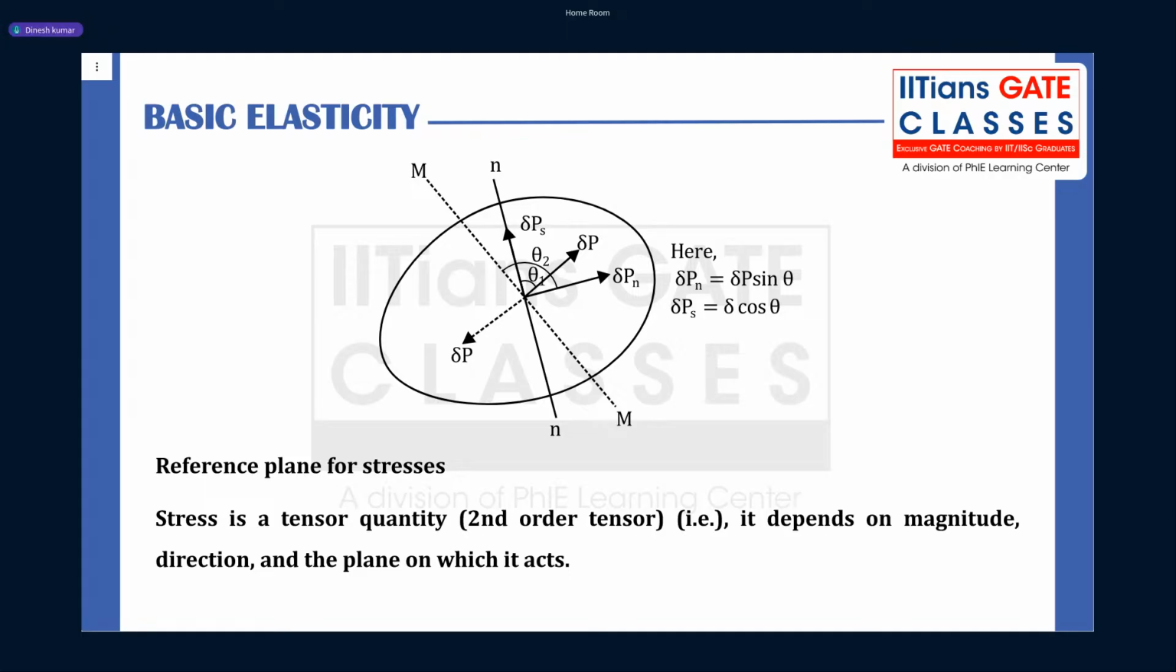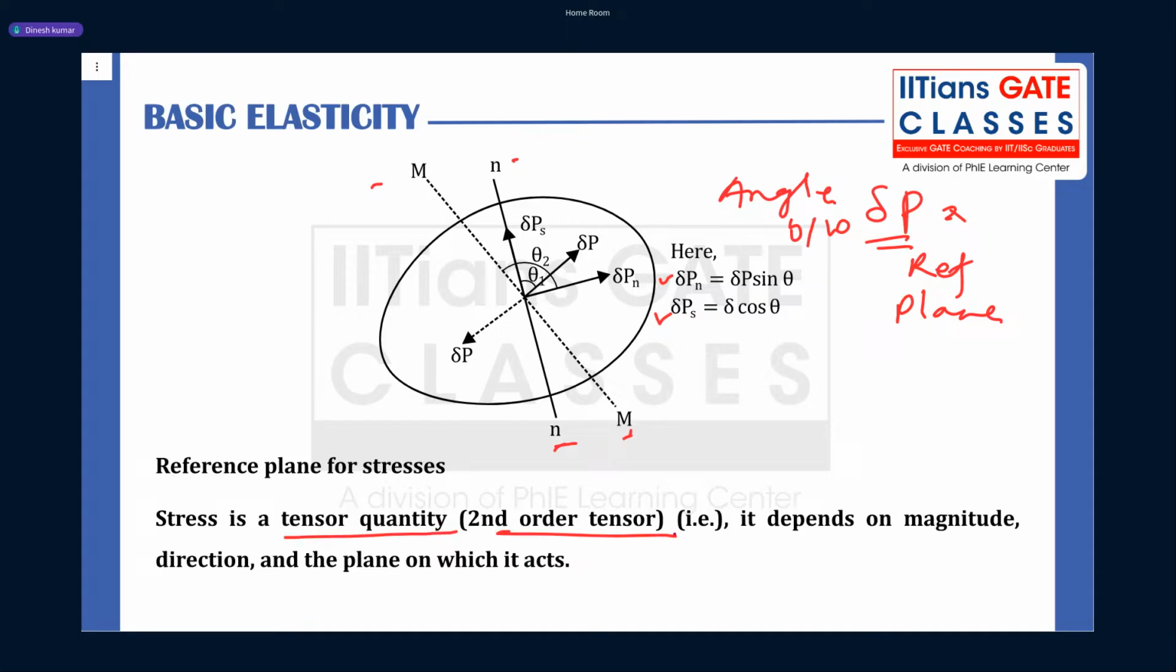So guys, further, as I mentioned, if you change your reference plane like from NN to MM, what will happen? The resultant force, which is delta P, the angle between this delta P and the reference plane will change. So that means your delta Pn and delta Ps will change. So that means your normal stress and shear stress will change. So that means stress is a tensorial quantity of second order. So that means it depends on what? Magnitude, direction, as well as it will require a reference plane. Okay, clear everyone? Please guys respond quickly, yes or no.